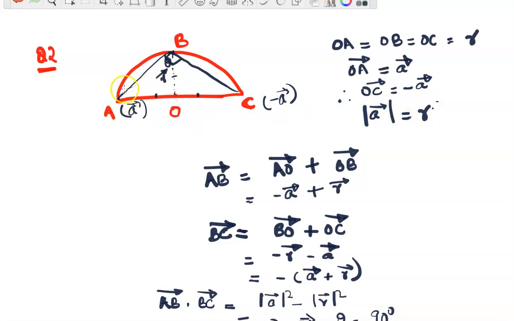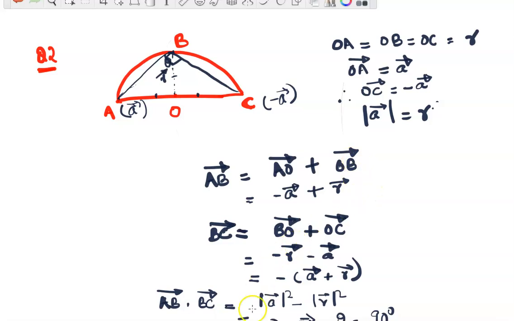Now let's see this triangle AOB. You can say the AB vector is nothing but the AO vector plus the OB vector. The AO vector is minus A vector, plus R vector. Similarly, in this triangle OBC, the BC vector is equal to the BO vector plus the OC vector, by the law of triangles, which is minus R vector minus A vector, which is minus of A vector plus R vector.